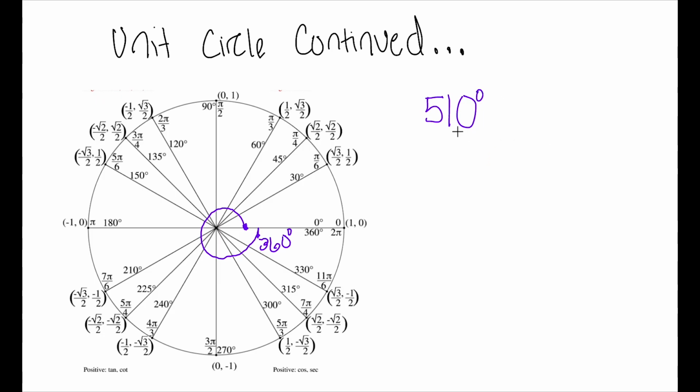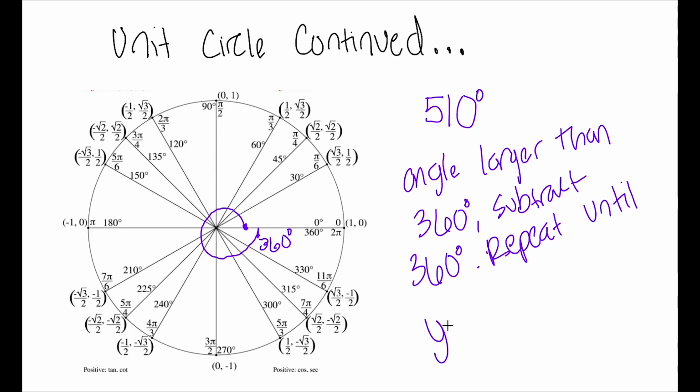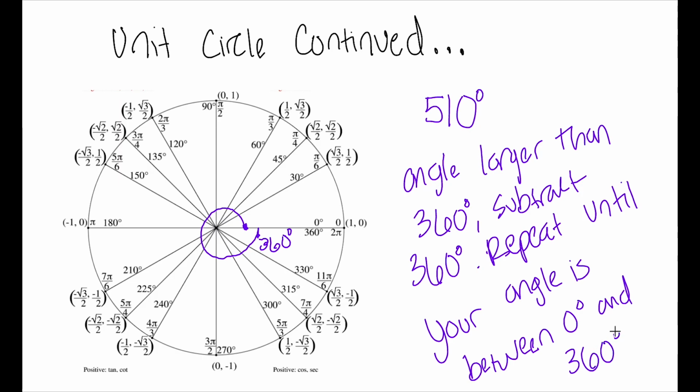So if you have an angle that is larger than 360, we're going to subtract 360 degrees from that angle. Repeat until your angle is between 0 degrees and 360 degrees.